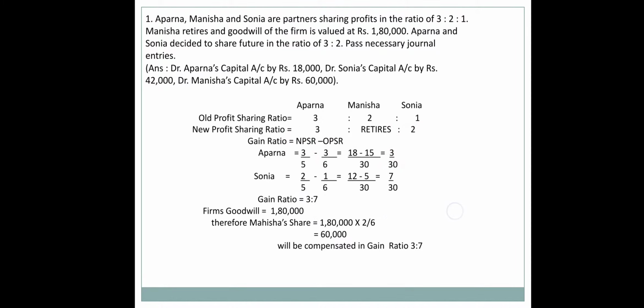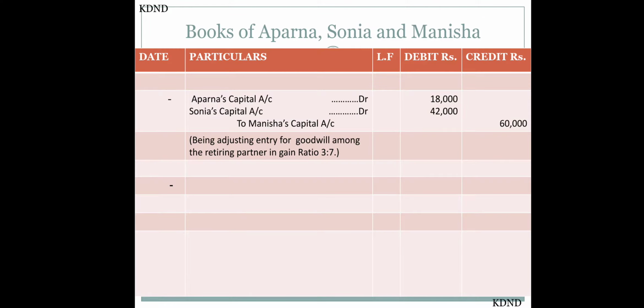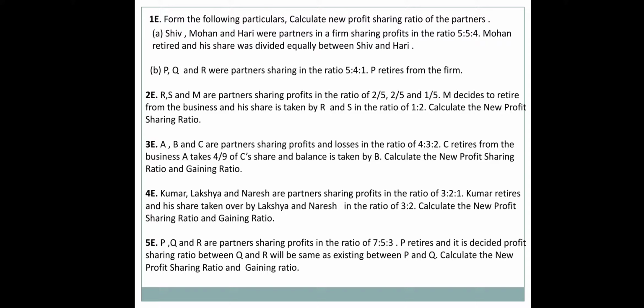So first of all, we will find out the gain ratio. So gain ratio is 3:7. Now just go with the simple fraction of this, and then ultimately we will find 1,80,000 as the firm's goodwill, the share of Manisha, and now you have to transfer that in the gain ratio. That is Aparna's capital account debit, Sonia's capital account debit to Manisha, because the partner who sacrificed will always be credited.